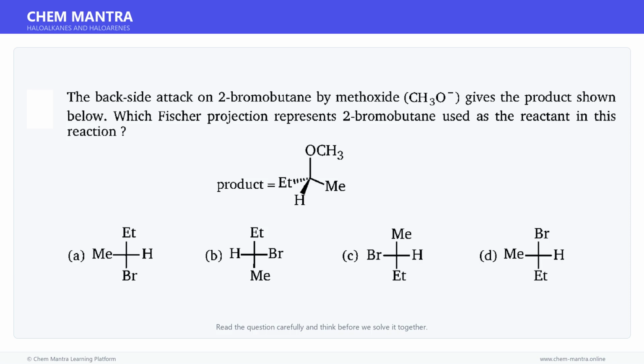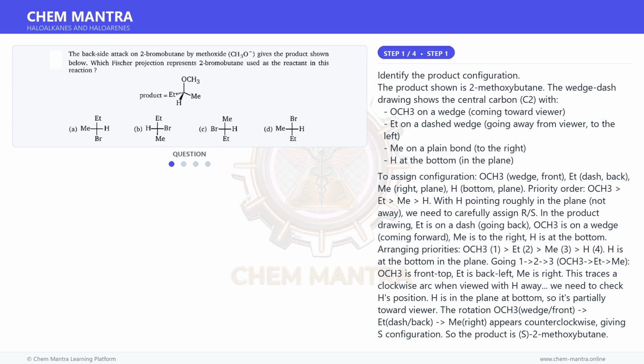Here is a question. Read it carefully and think about the answer. Let us solve it step by step. Let us begin solving this step by step. Identify the product configuration. The product shown is 2-methoxybutane.